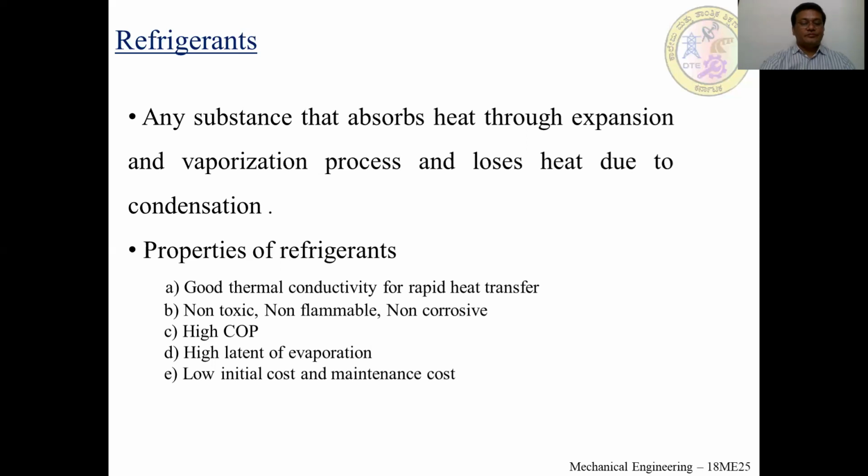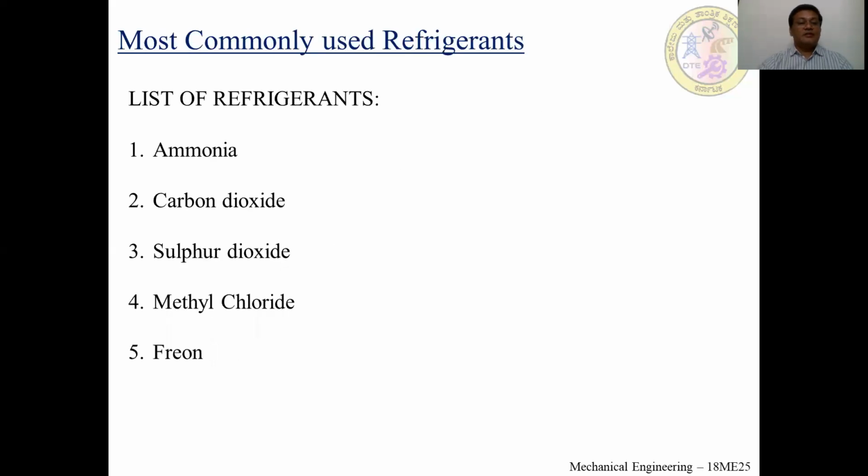In the next slide we are going to discuss the commonly used refrigerants. This is the list of commonly used refrigerants in refrigeration system, and those are nothing but ammonia, carbon dioxide, sulfur dioxide, methyl chloride, and freon. First we'll discuss ammonia.